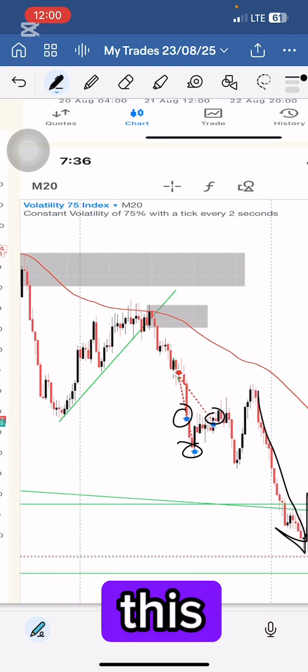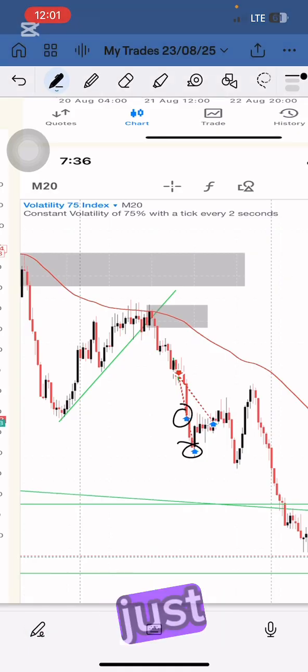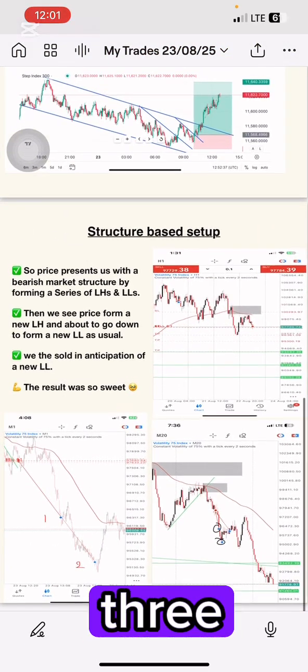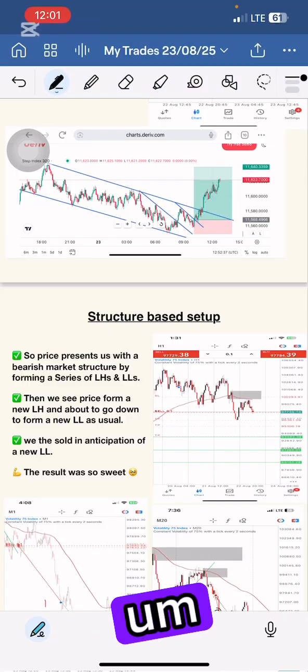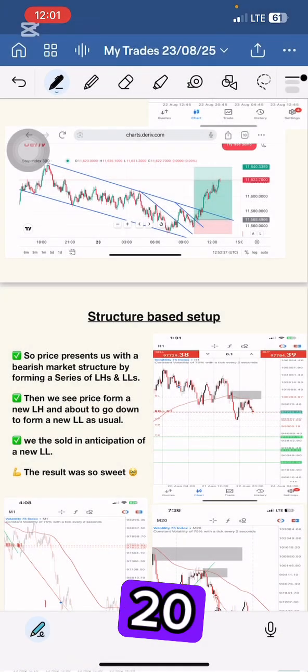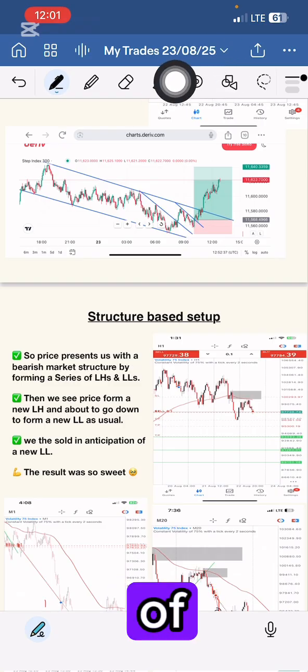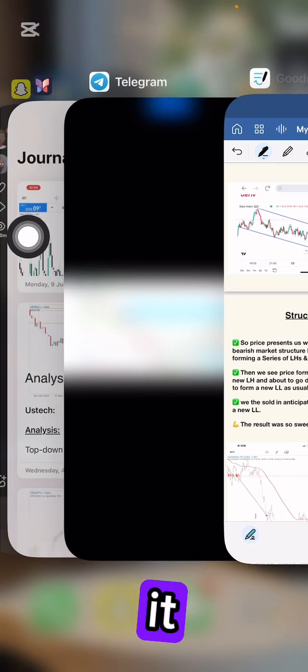So this is just the best way, guys. This is just the best way to trade. This is just a summary of my 3 trades on Saturday. Look at the date here. You can see 23rd of August 2025. That's it. So it was amazing.